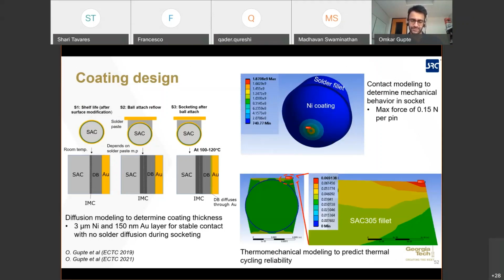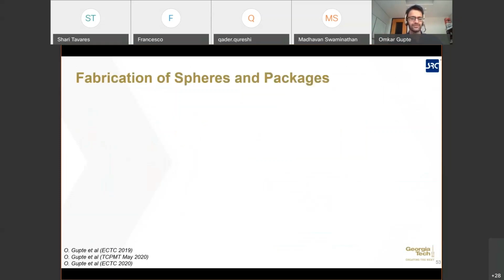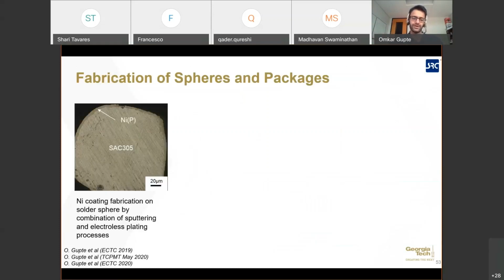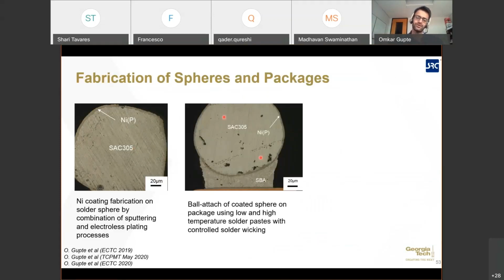So this is some of the work that we have done, and I'm just giving snapshots of it. For more information, I'll be happy to talk in more detail, or more information can also be found in these published papers. After the coating is designed, we then fabricate these spheres and packages. We deposit the coating on these spheres by a combination of sputtering and electroless deposition processes, and then develop a process for ball attach of these joints onto the package using a solder paste.